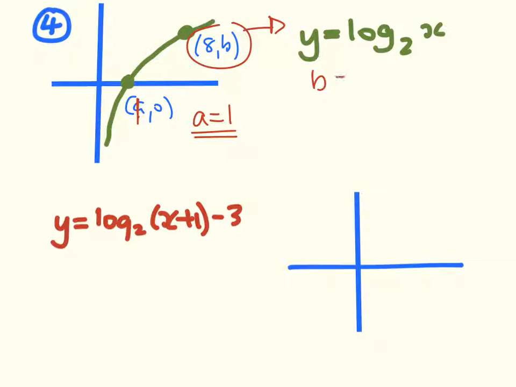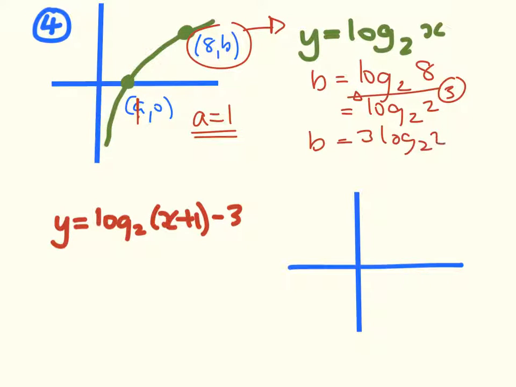So b is, in place of y, log to the base 2 of 8, log to the base 2 of 2 cubed, because 2 cubed is 8. That means the 3 can come down the front, so b is 3 log to the base 2 of 2, which is 3. Because once we get the base number and the other number the same, then we know that equals 1. So the answer to the question is that a is worth 1 and b is worth 3.